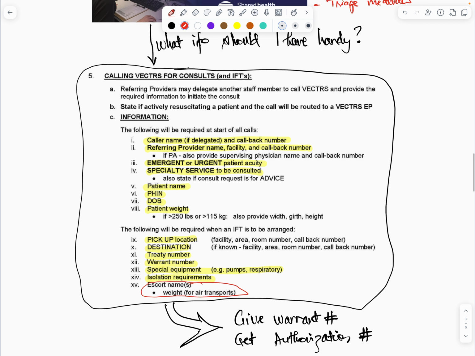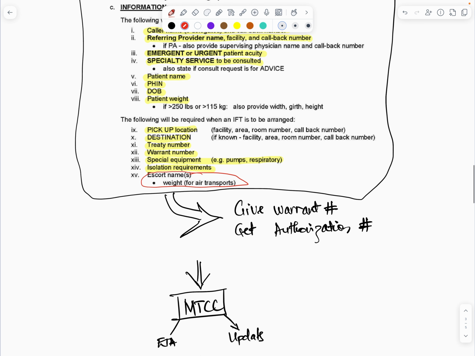At the end of this conversation with Vector, it's very important that you make sure they have obtained from you the warrant number, and you must obtain from them the authorization number. This is critical because it's going to be necessary for when we're doing the abstract.